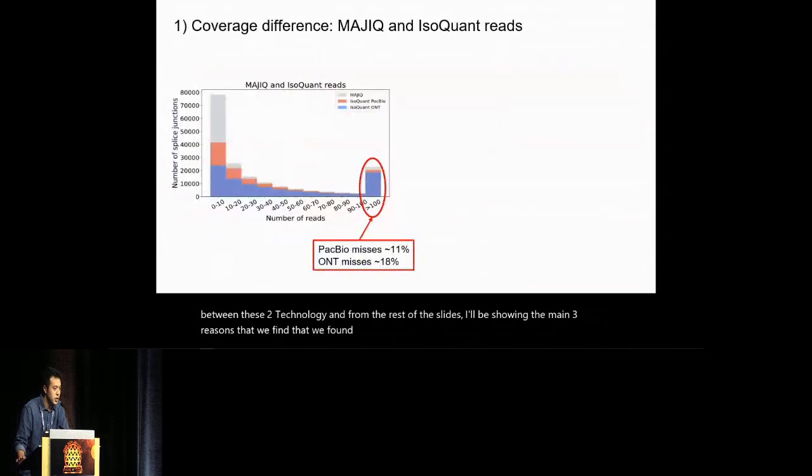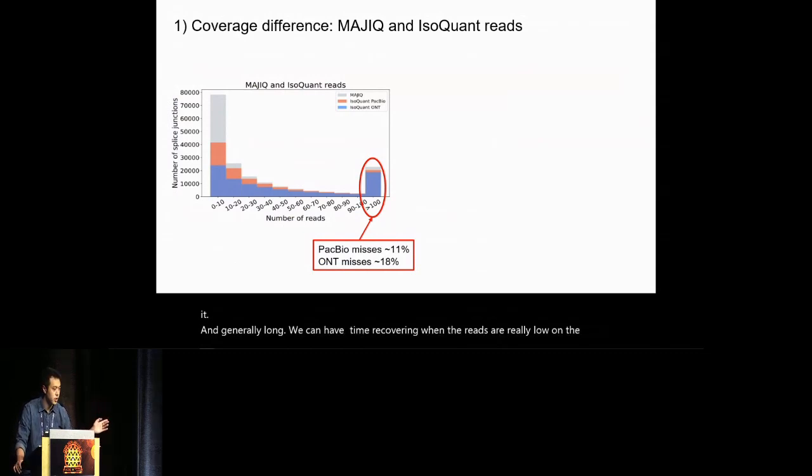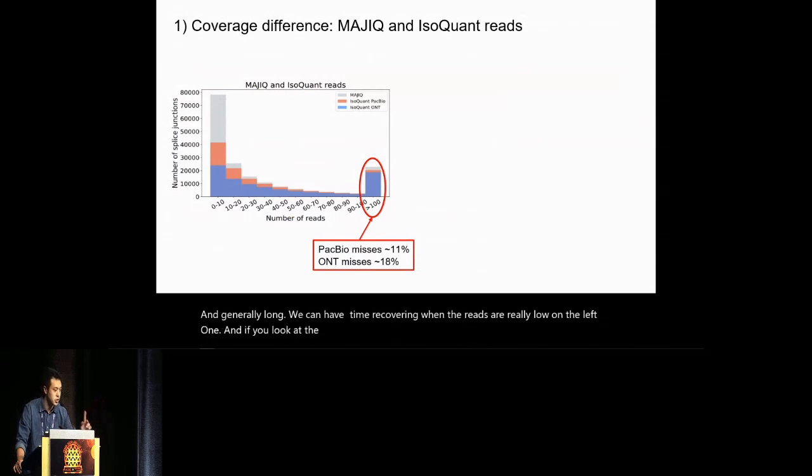So the first one is the coverage difference. Similarly to the previous plot, we took the number of splice junctions detected by MAJIQ and assessed how many long read can actually recover as a function of number of reads. And if you look at it, generally long read has a hard time recovering junctions when the reads are really low, on the left one. And if you look at the right side, at the one that I circled with the red circle, you can see PacBio misses approximately 11% and Oxford Nanopore misses 18%, even though there are more than 100 reads.